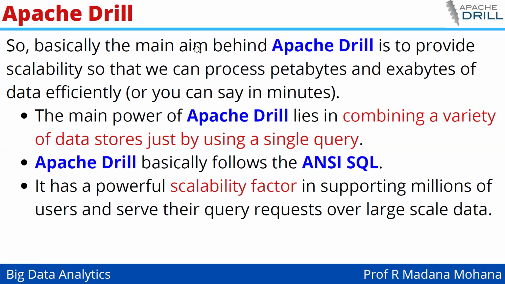Basically, the main aim behind Apache Drill is to provide scalability so that we can process petabytes and exabytes of data efficiently, even in minutes. The main power of Apache Drill lies in combining a variety of data stores just by using a single query. Apache Drill basically follows the ANSI SQL standard. It has a powerful scalability factor in supporting millions of users and serving their query requests over large-scale data.